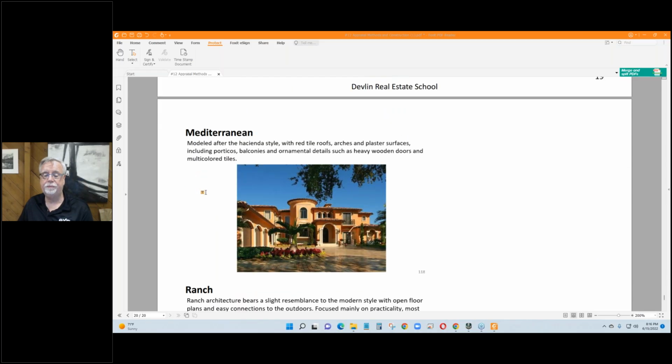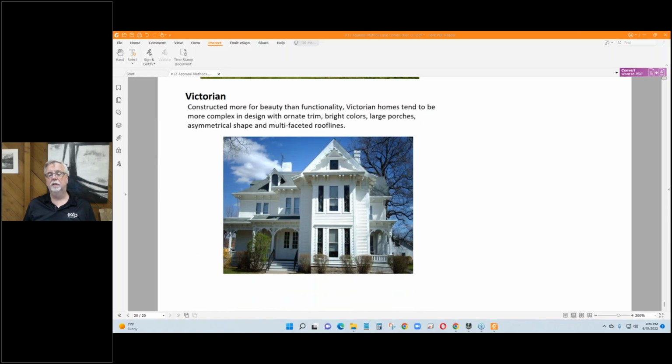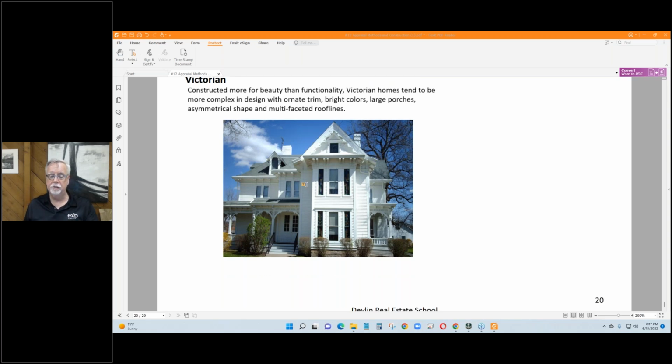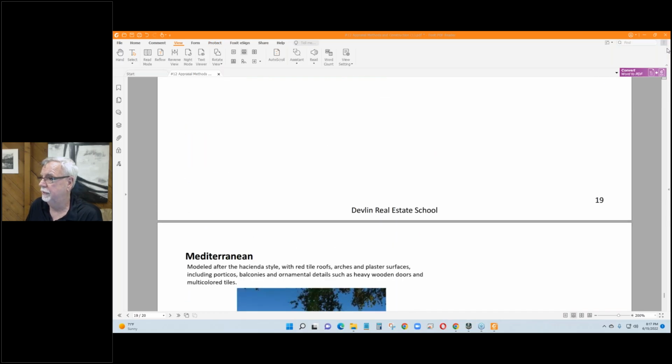Mediterranean, some of these you might be interested in. Red tile roofs, oftentimes ranch. This one is a really ranchy looking one. Most of the ones in my area don't look that ranch-like, but you get the idea. And Victorian looks like an old Victorian. The answer typically on the state exam is contemporary, but the choices are all of these others. So I thought I would cover them so that you could see them.